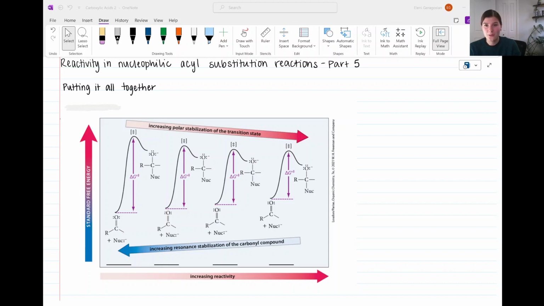All right, in this video, we're going to put everything together that we have learned so far about these different carboxylic acid derivatives. And we're plotting here the energies of the reactions on an energy scale, so for these different acyl groups. So let's just look at what we have in this picture.